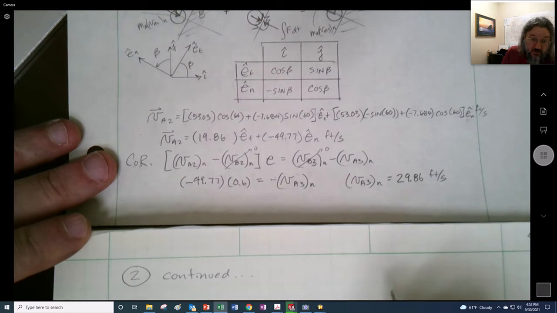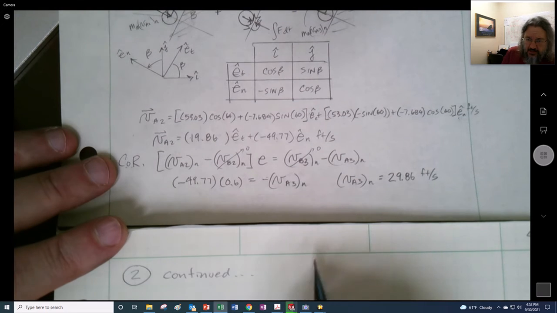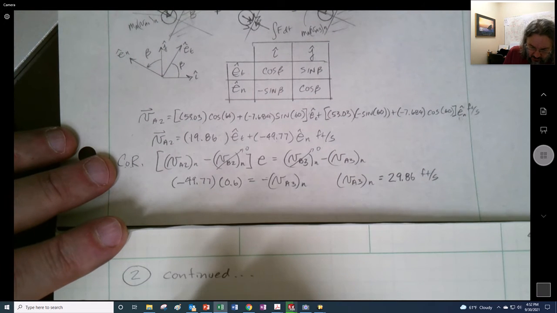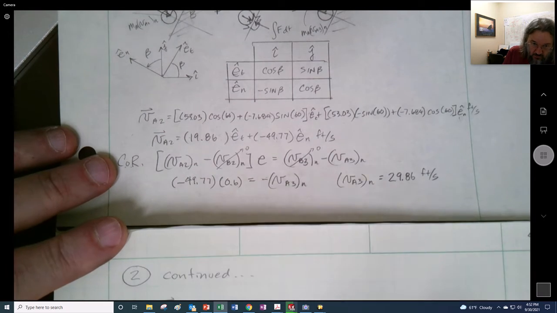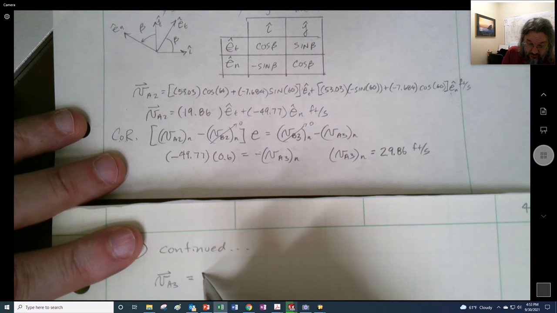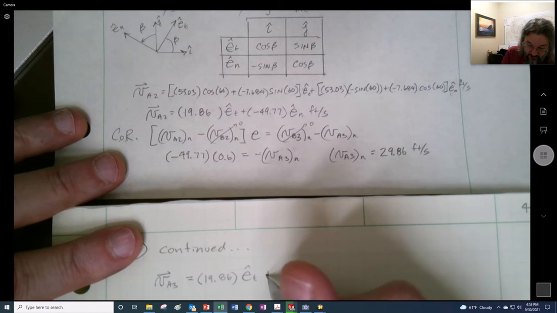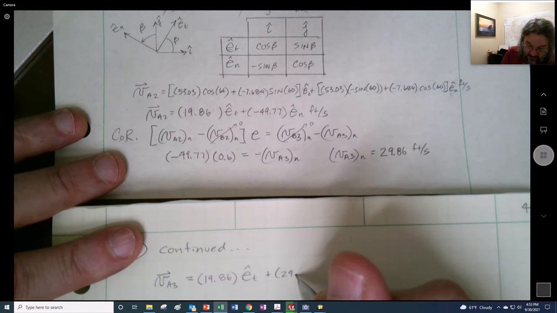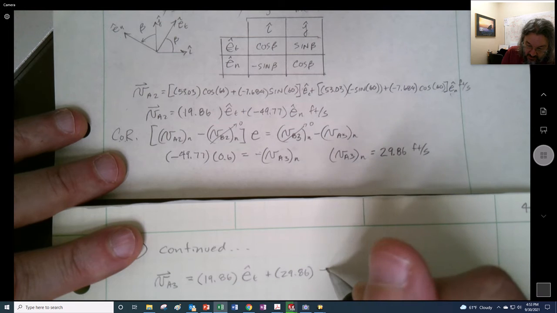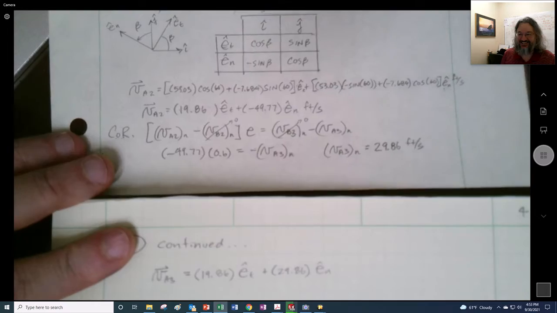And so with 2 continued, three dots, not 4 dots, because that means it's done. We're continuing at 3 dots. And we can write out now A3. Here, it's going to have the same tangential, so it's going to go 19.86 ET, that hasn't changed, but now it's 29.86 EN. You know what we have to do, don't you? Coordinate transformation again.